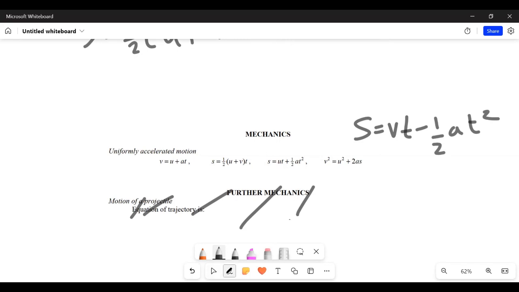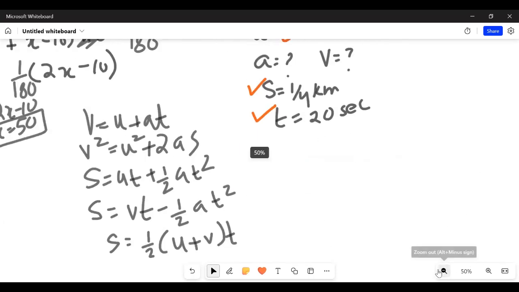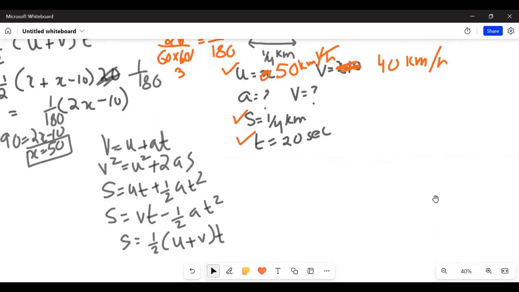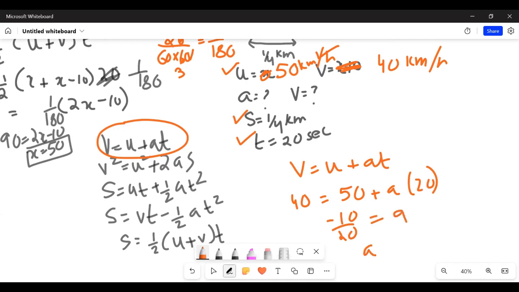Okay, back to the question. What can we use here? We have U, we have V, we have S, and we have T. We have to find A. So I'm going to use this. V is equals to U plus AT. V is 40. U is 50. Time is 20. So this would be minus 10 by 20. So minus half meters per second square.